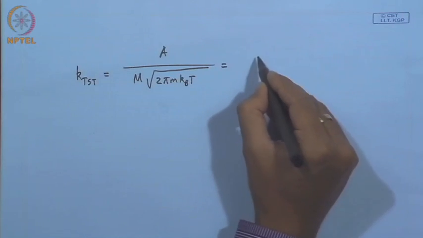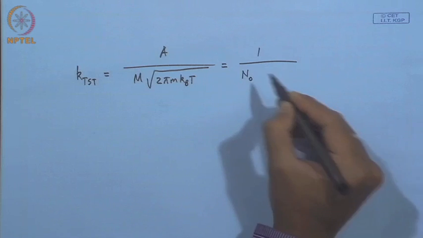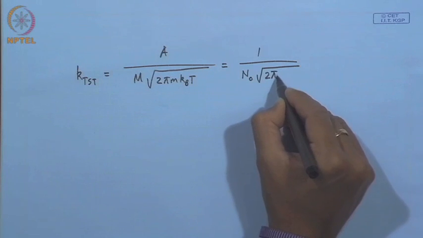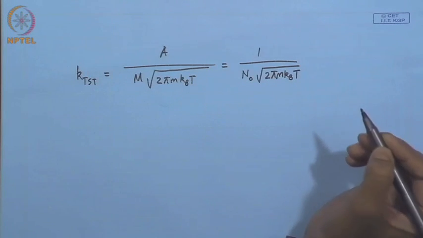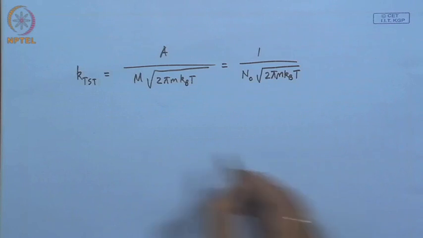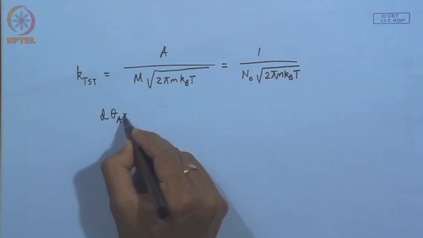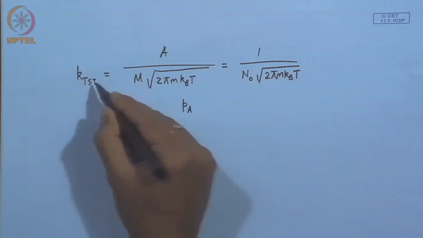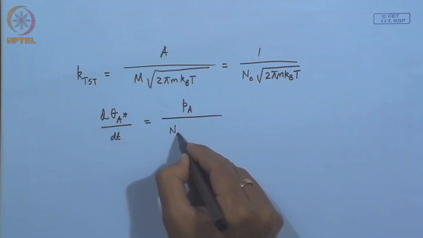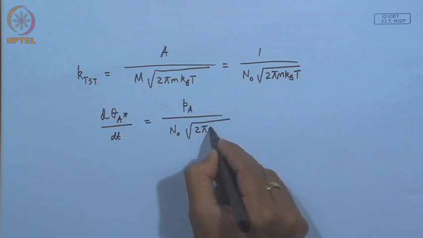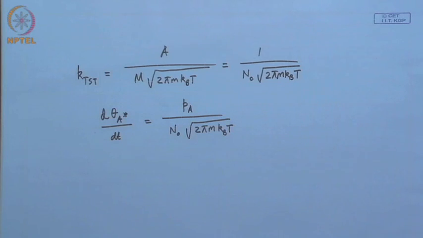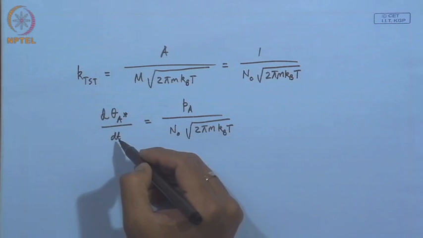Okay. So, this is equal to 1 by n0 per unit area, m by A is n0, into square root of 2 pi m kB T. Okay. So, that means d theta A star by dt will be equal to P_A into k_TST, that means P_A by n0 square root of 2 pi m kB T. Okay. So, this is your fractional coverage, rate of fractional coverage change.